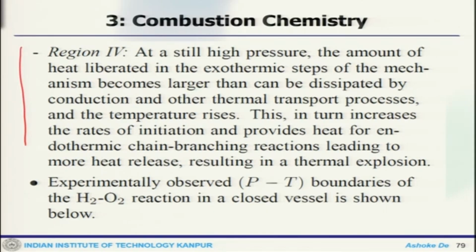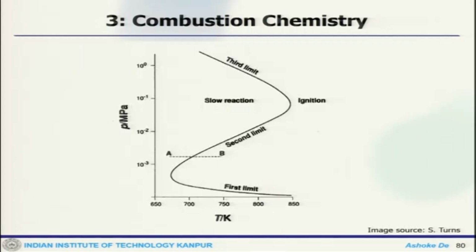One can show these boundaries in a pressure temperature curve, where you have a slow reaction and ignition. This is your PT boundary of the H2 O2 reaction. You can see different limits, first limit, second limit, third limit, and this side is slow reaction, this side is ignition. So, this is how the hydrogen oxygen reaction actually propagates. So, we will stop here and take it up in the next lecture.